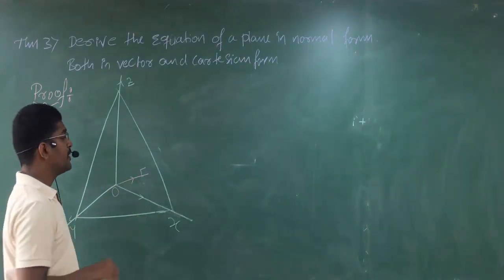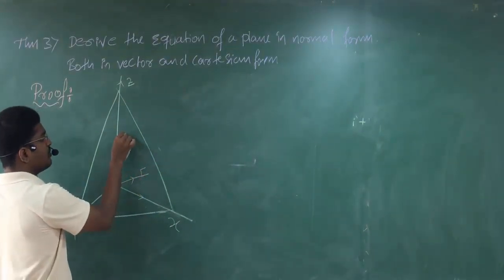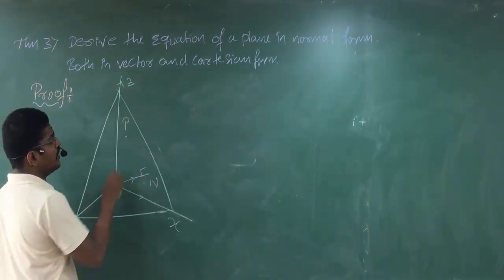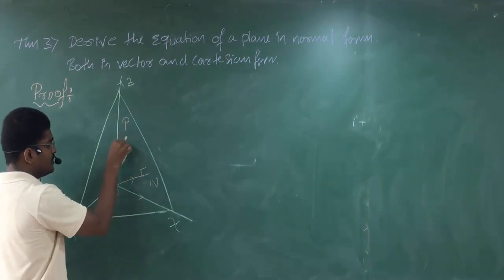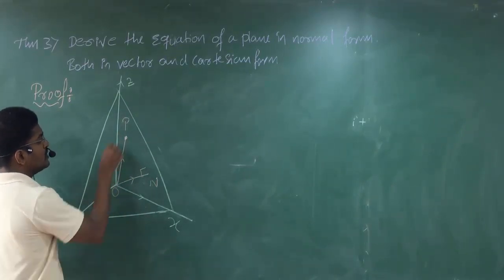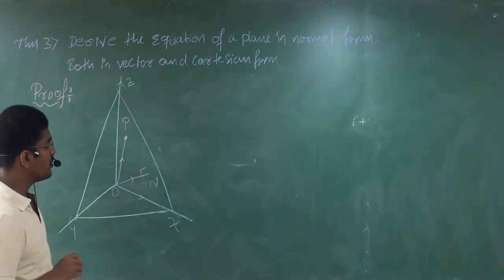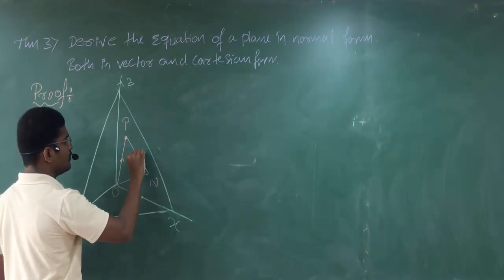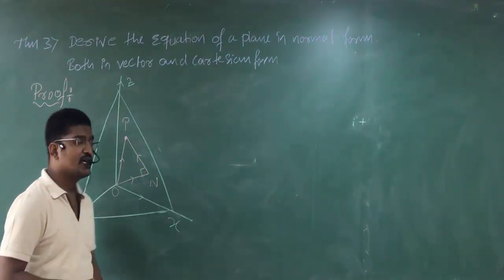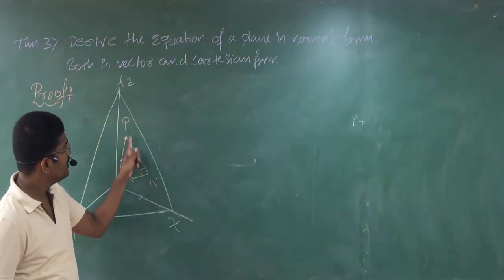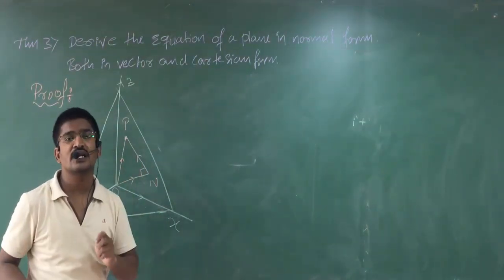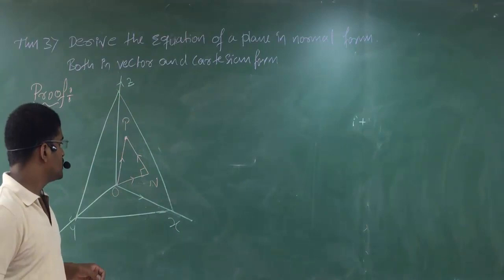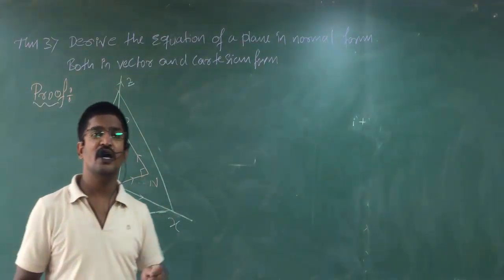Now I will take one arbitrary point P, because this is the ON vector which is perpendicular to the plane. I will take arbitrary point P and I will join O to P. This will be the OP vector, the position vector of point P. Now I will join NP. From the diagram here we can see that NP vector is perpendicular to ON vector. So using that, let us simplify this theorem.